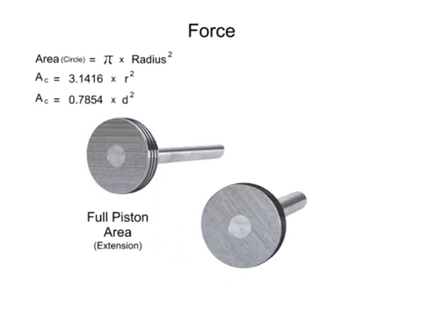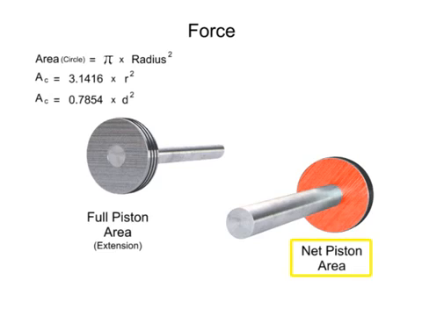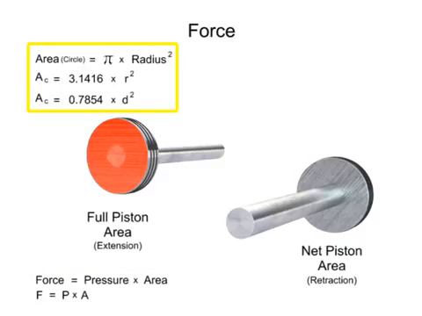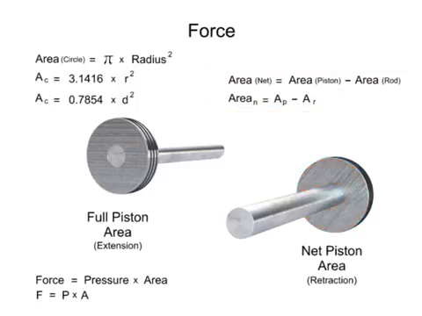The other side of the piston is called the net area. This area is the size of the full piston area minus the area of the rod. The net area feels pressure when the cylinder retracts. The force equals pressure times area equation can be used to determine the force on either side of the piston. Use the appropriate working area when calculating the force.